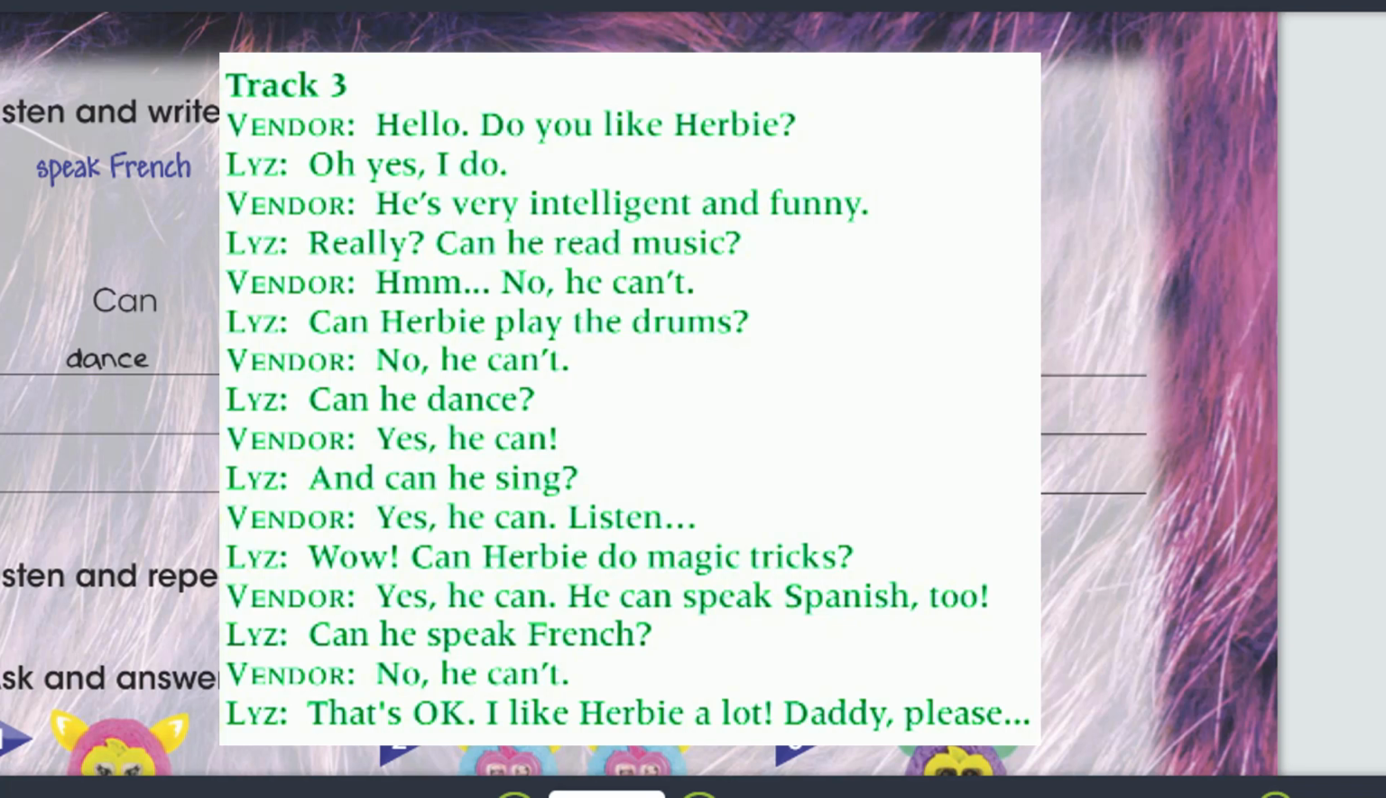Hello, do you like Herbie? Oh yes, I do. He's very intelligent and funny. Really? Can he read music? No, he can't. Can Herbie play the drums? No, he can't. Can he dance? Yes, he can. And can he sing? Yes, he can. Listen. Wow! Can Herbie do magic tricks? Yes, he can. He can speak Spanish too. Can he speak French? No, he can't. That's okay. I like Herbie a lot.